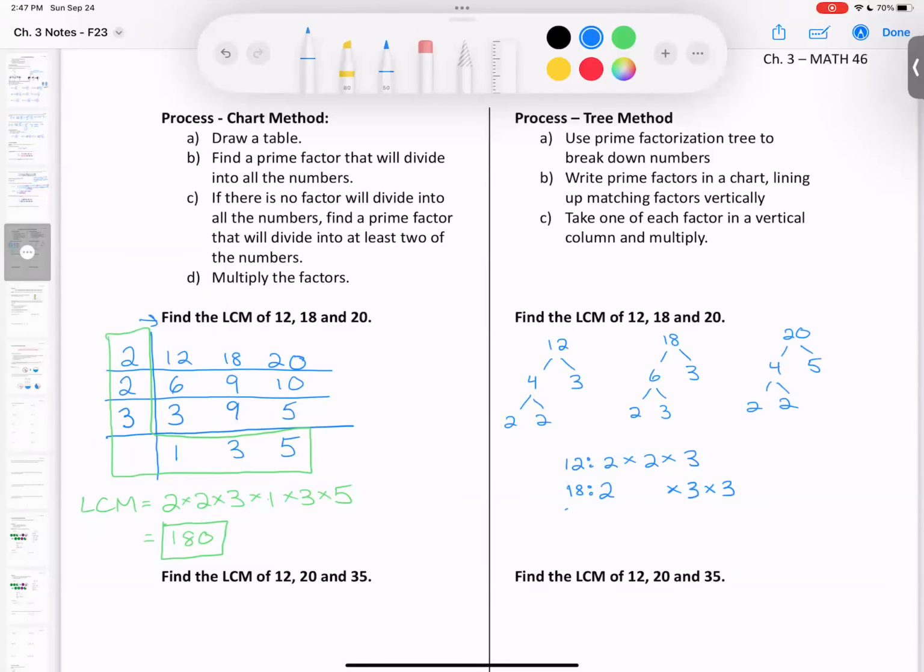And then we're going to do the same thing for 20. So for 20, I've got 2. There's a 2, so I'll put it in that same column. Then I have a second 2, and I already have a second column of 2, so I can put that there in that second column.